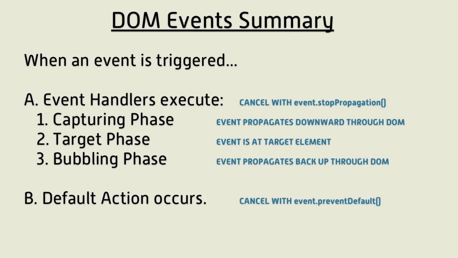So that is a brief summary of DOM events. You can attach an event handler to a DOM element by saying addEventListener. And when an event is triggered, all the event handlers will execute starting at the top of the DOM all the way down to the target element in the capturing phase. Then all the event handlers for the target in the target phase, and then all the way back up through the DOM tree in the bubbling phase. You can cancel this process with stopPropagation, but then the default action will occur, following a link or clicking a checkbox or something else, and you can cancel that with event.preventDefault.